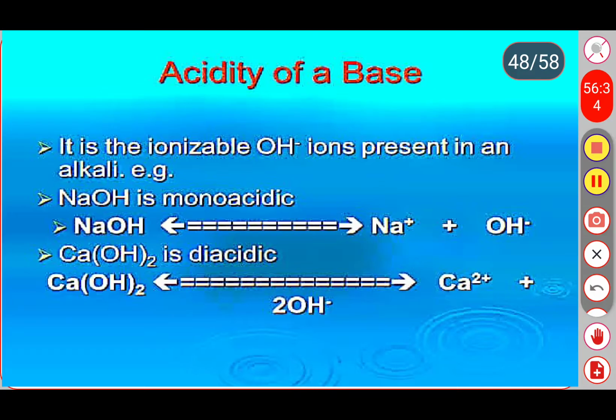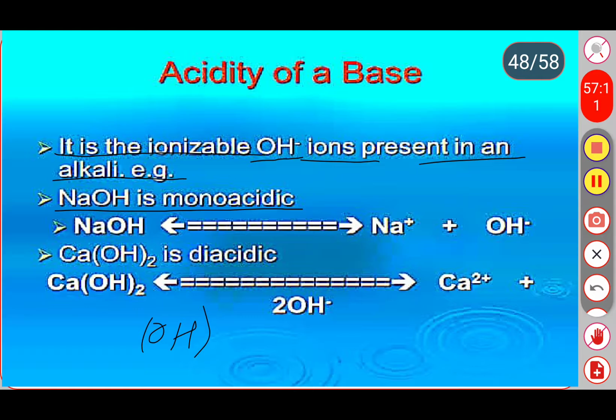In simple words, we can define it as the number of hydroxide ions, the number of OH ions present in the given compound, is called the acidity of the base. It is the ionizable OH ions present in an alkali. For example, sodium hydroxide is a monoacidic base. Again, we are classifying the acidity of bases on the number of hydroxide ions present in the compounds.